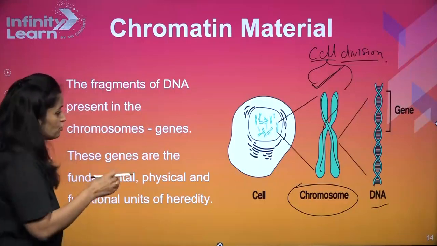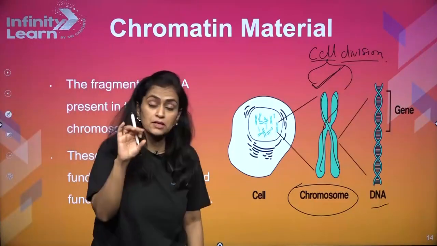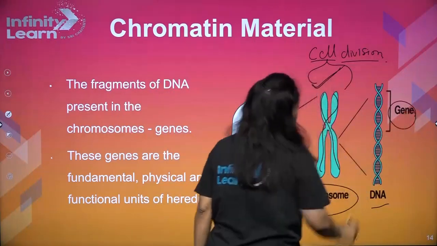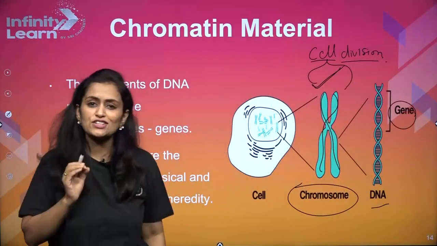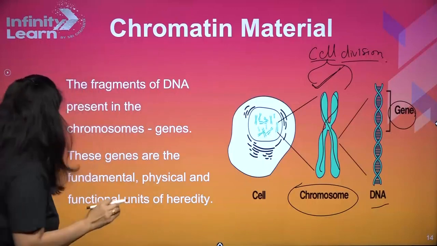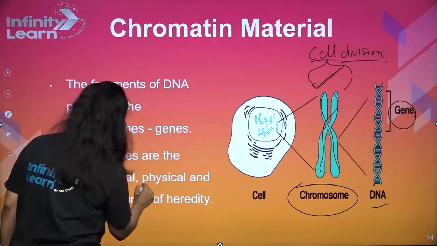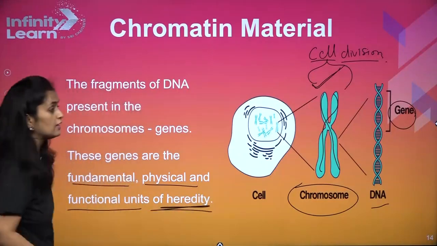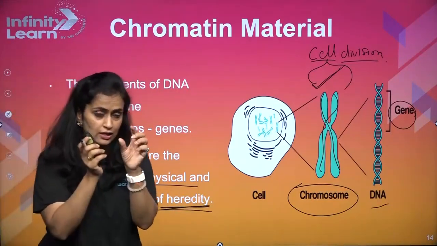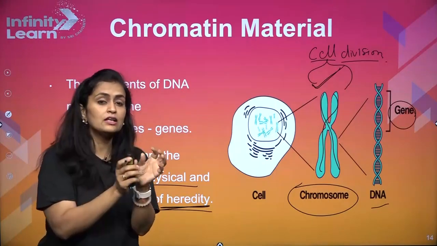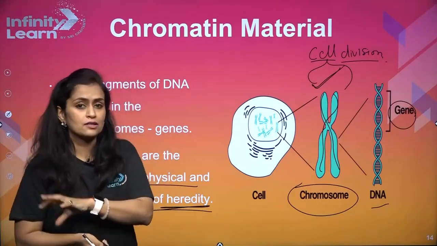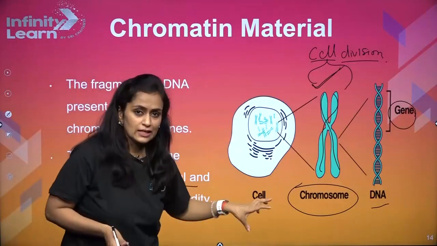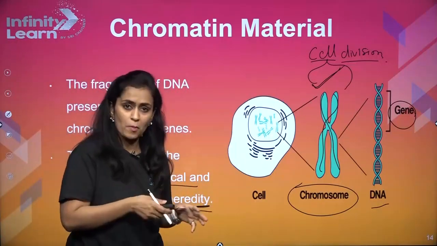Alright, so now this DNA has segments in it, which are called genes. And what is a gene? Gene is the functional unit of DNA. That means it is the fundamental physical and functional unit of heredity, right? So, a gene is the segment of DNA wherein information of a particular characteristic is stored, right? So, many genes come together to form the DNA. DNA packs itself to form the chromatin.